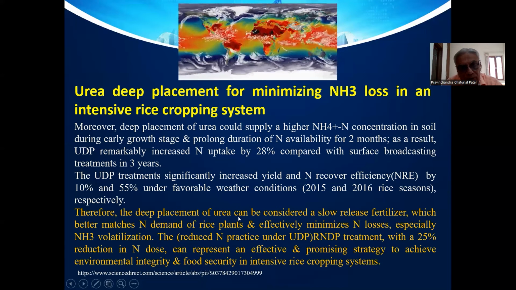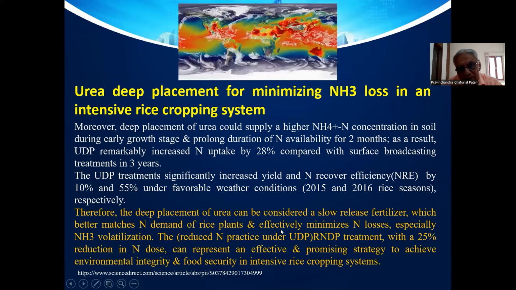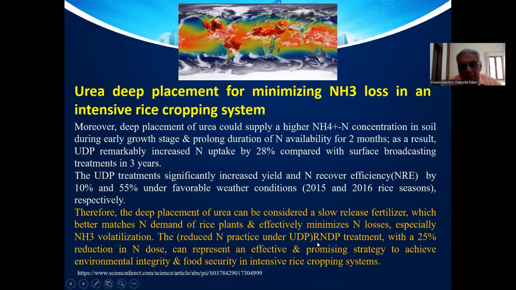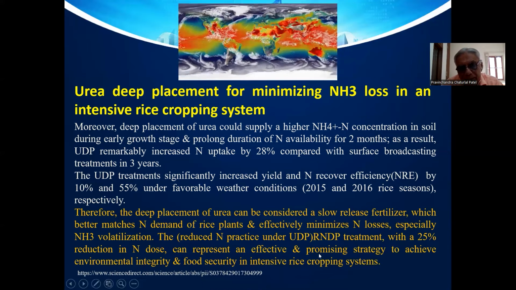Therefore, the deep placement of urea can be considered a slow release fertilizer, which better matches nitrogen demand of the rice plant and effectively minimizes nitrogen losses, especially ammonia volatilization. The reduced nitrogen practice under UDP, that is RNDP treatment, with a 25% reduction in nitrogen dose can represent an effective and promising strategy to achieve environment integrity and food security in intensive rice cropping system.